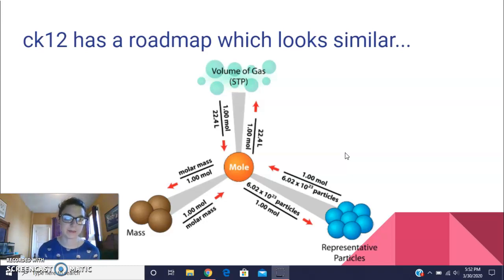But it is the same general idea, and this shows you that. If you read the CK-12, they will reference this roadmap, and again, that's fine.